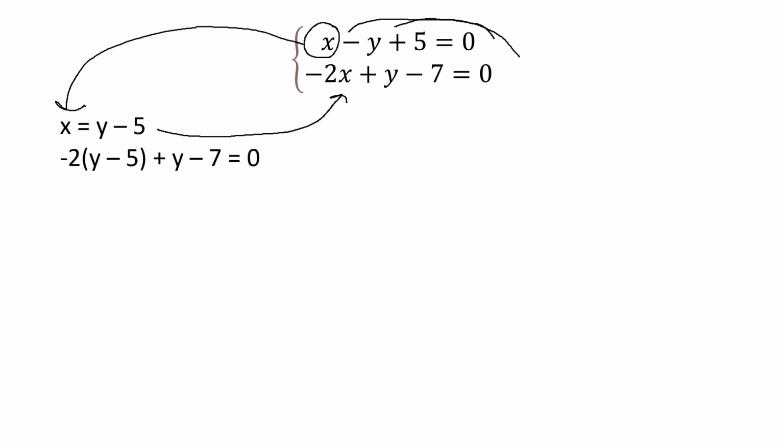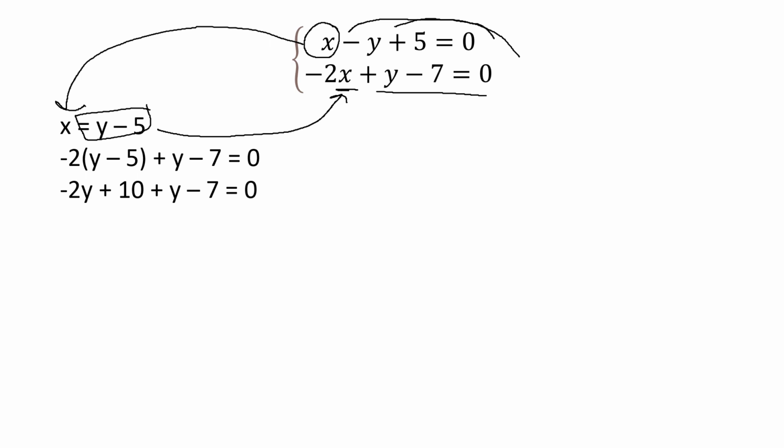So I end up with negative 2x, which is now this, plus y minus 7 equals 0. And I just walk through solving this. Distribute my negative 2 out. Negative 2 times y is negative 2y. Negative 2 times negative 5 is positive 10.